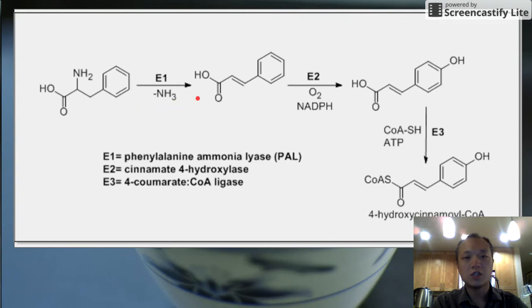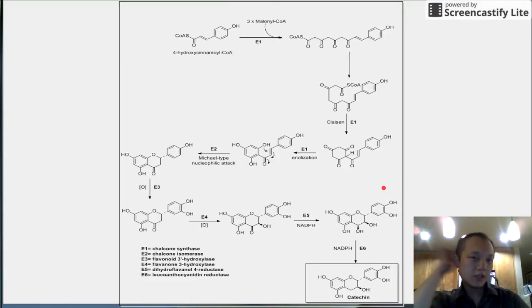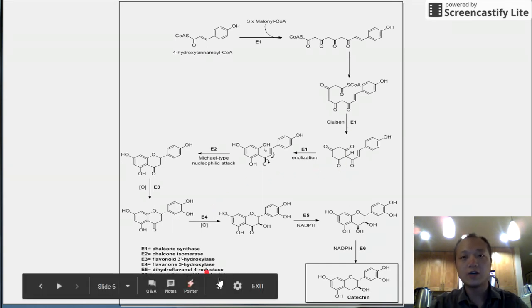Here you can see that they take away the nitrogen, and then they add an alcohol at the end, and then they add acetyl-CoA to make it amenable for further reactions. In catechin specifically, they start with this compound and they enlarge the chain here, and then they basically just do a lot of folding reactions so the chain becomes more rings, and that's basically how catechin forms.